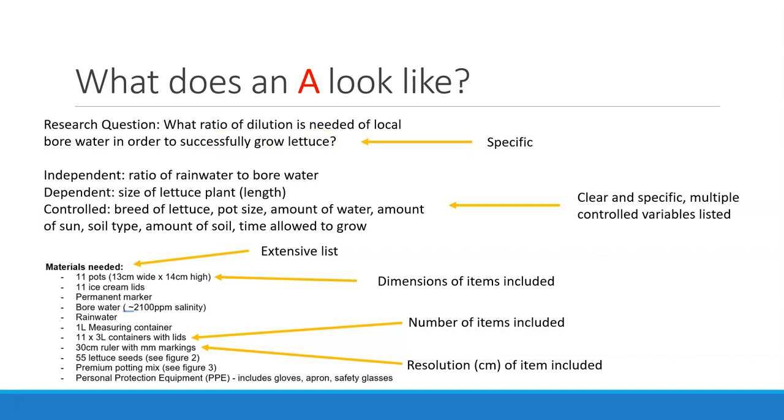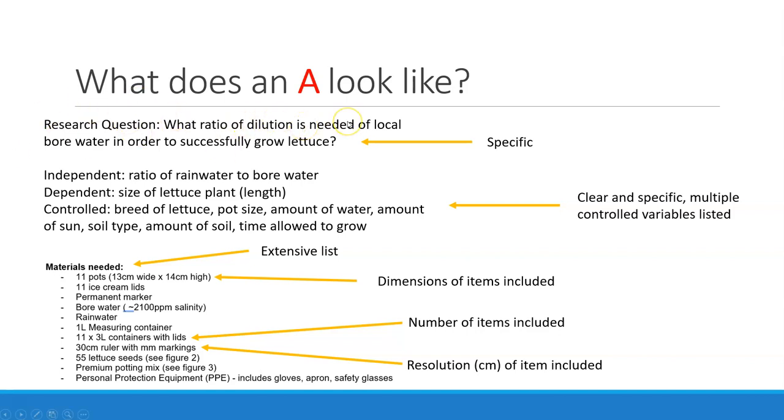They had really salty bore water that they wanted to use at their house to grow lettuce. But when they realized that if they just used the bore water by itself, the lettuce wouldn't grow. So they're trying to work out how much water they need to dilute the bore water by, so fresh water, in order to allow lettuce to grow. So that's a specific question.